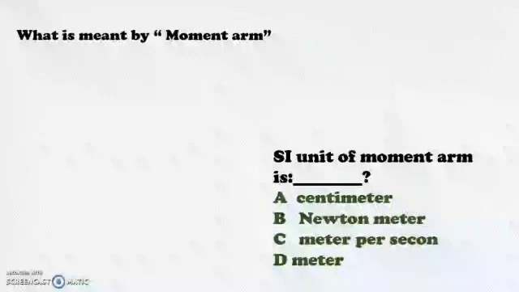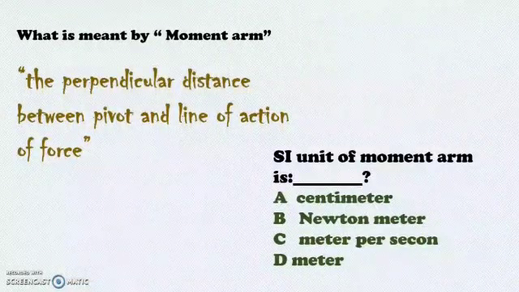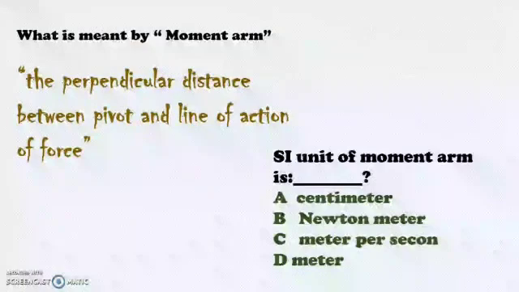What is meant by moment arm? The perpendicular distance between the pivot and line of action of force, that is called moment arm. Moment is equal to F cross D. SI unit of moment is Newton meter. Mathematical form of Hooke's law is A, F is equal to K by X, B, F is equal to Kx, C, F is equal to X by K, and D, F is equal to ma. The correct option is F is equal to Kx. F is the force, K is the spring constant, and X is the extension.